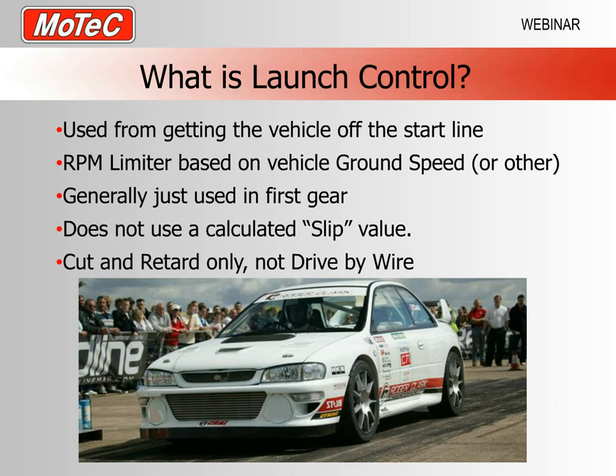Generally the launch control is just used in first gear, although I have seen people using it through first and second gear. This is kind of up to you. I would suggest that after first gear you're probably going to really want to be into traction control, which will be the subject of another webinar. Since this is an RPM limiter based off ground speed, in general we don't actually calculate any slip value, slip being the difference between our driven wheel speed and our non-driven wheel speed, or that's drive speed and ground speed. We're not worried about that. This is just purely an RPM limiter.